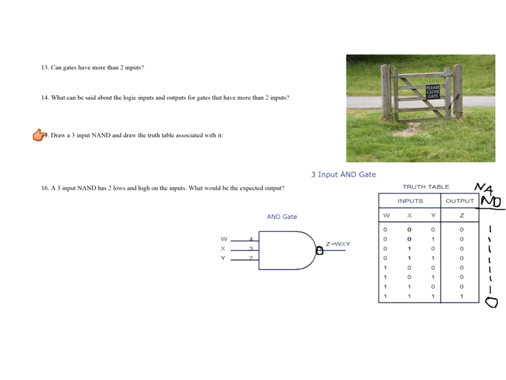Draw a 3-input NAND. Well, that was an AND by itself, and here's the truth table for a 3-input AND. But if I was to convert that into a NAND, I'd put a NOT on the end of it, and it would be exactly the same as this, but opposite in polarity. Okay. A 3-input NAND has 2 lows and a high on the inputs. What would be the output? 2 lows and a high. Well, a regular AND would be a 0, but a 3-input NAND would be a 1. That's your answer for number 16.